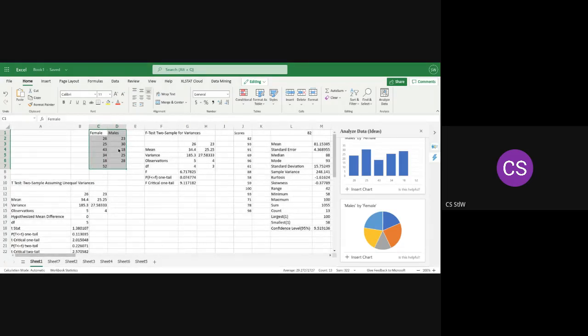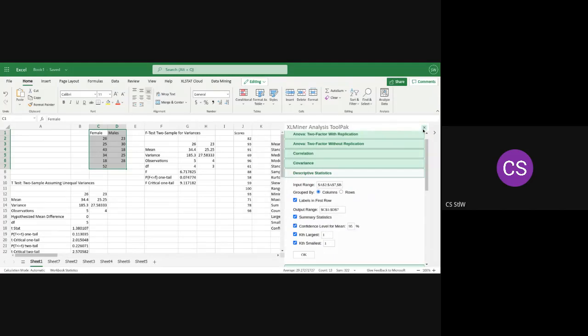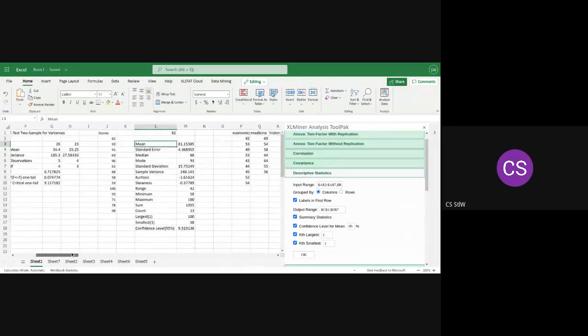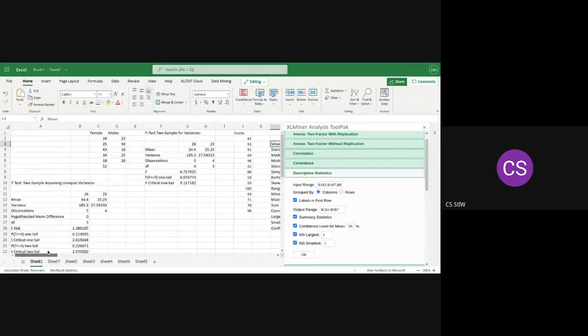So let me just remove the analyze data. So I can see, okay. Oh yeah, that's for a different one. I'm sorry. Okay, so we have that.